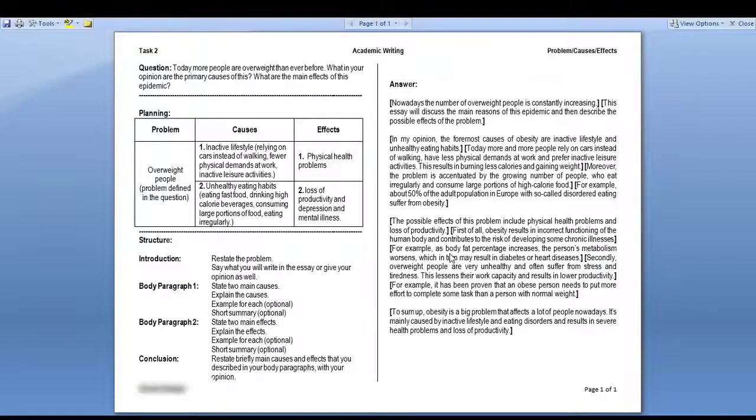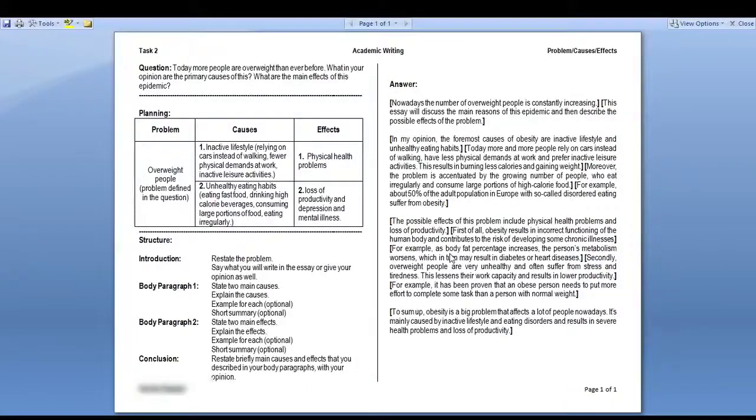Today, more and more people rely on cars instead of walking, have less physical demands at work, and prefer inactive leisure activities. This results in burning less calories and gaining weight. So I have expanded my first point of inactive lifestyle. I have no example for this, so I have finished it at that. This results in, meaning summary, burning less calories and gaining weight. So I have given a summary for my first point.